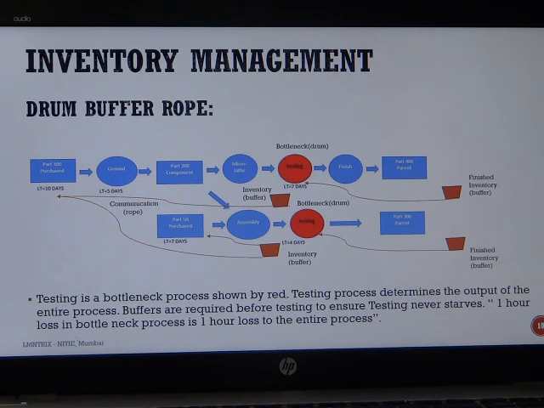Here, testing being critical is taken as the bottleneck process, which will determine the throughput of the entire process. Here, drum buffer rope mechanism can be applied. The finished inventory buffer level will communicate to the bottleneck, which will in turn send a communication to the raw material. The entire process is depicted in the diagram. Here, the buffer needs to be available at the front of the bottleneck to avoid loss of throughput, because we know that 1 hour loss in the bottleneck process is 1 hour loss to the entire system.